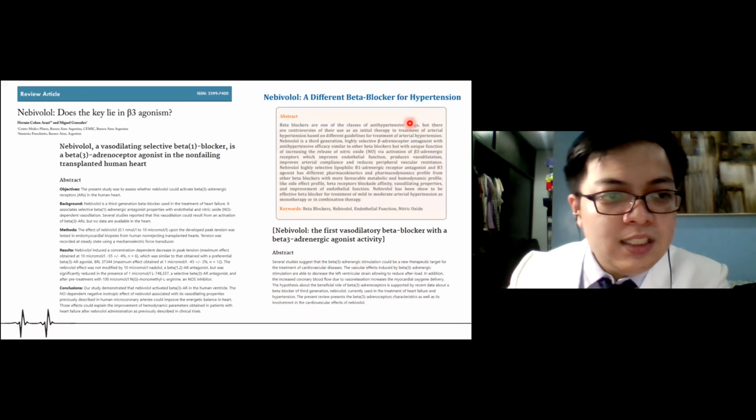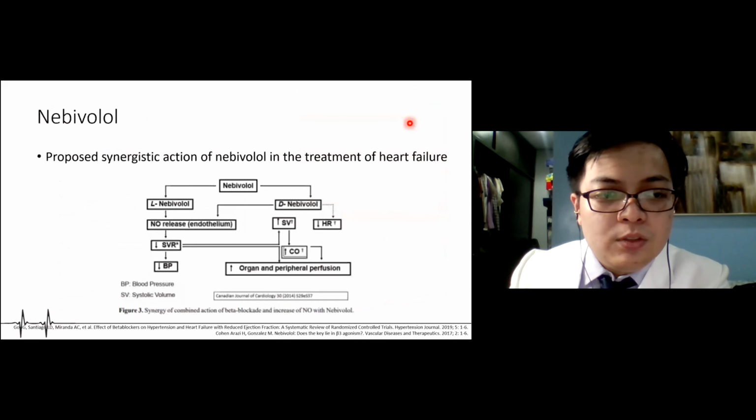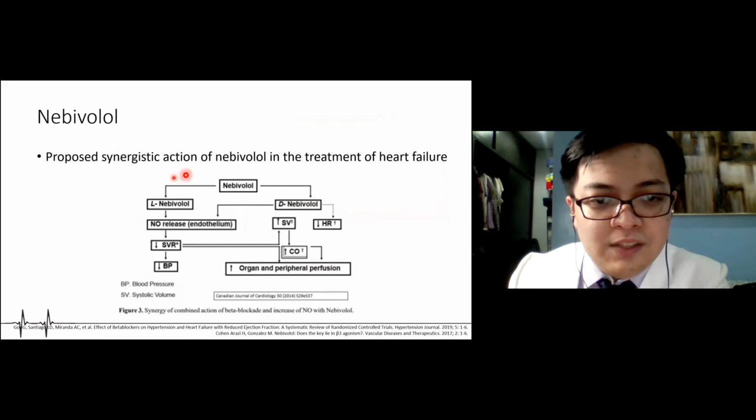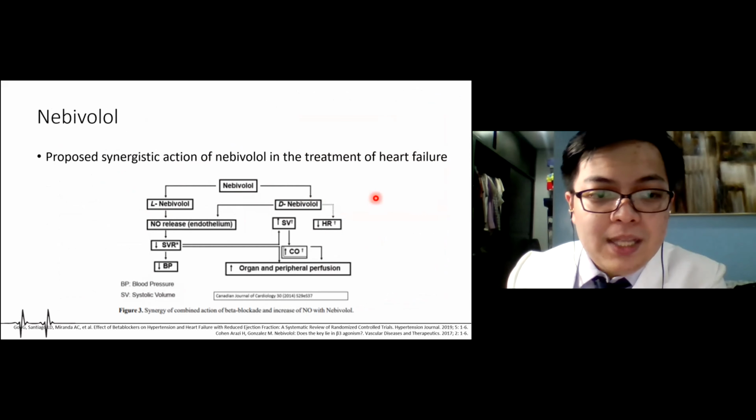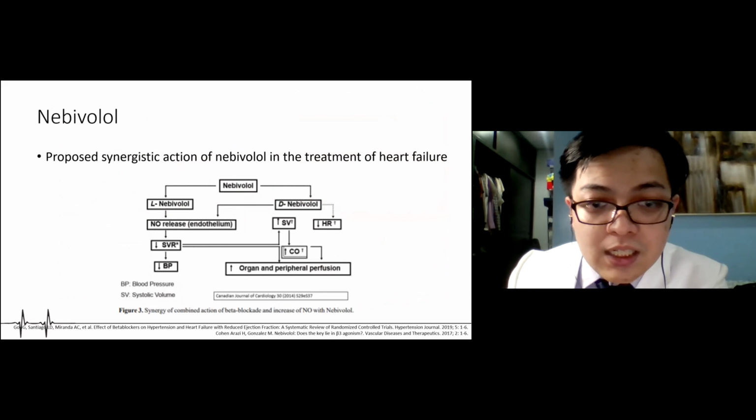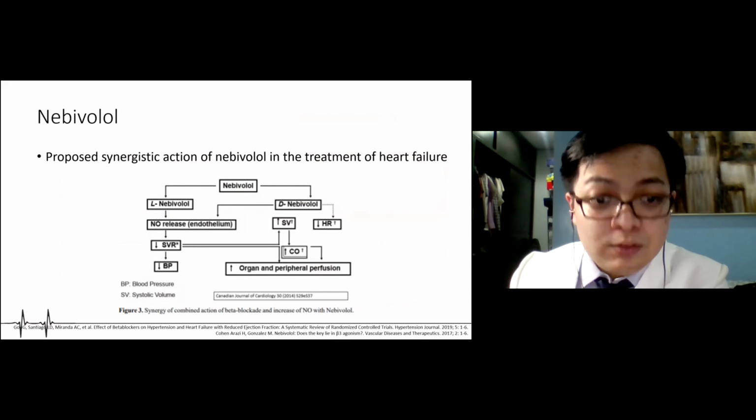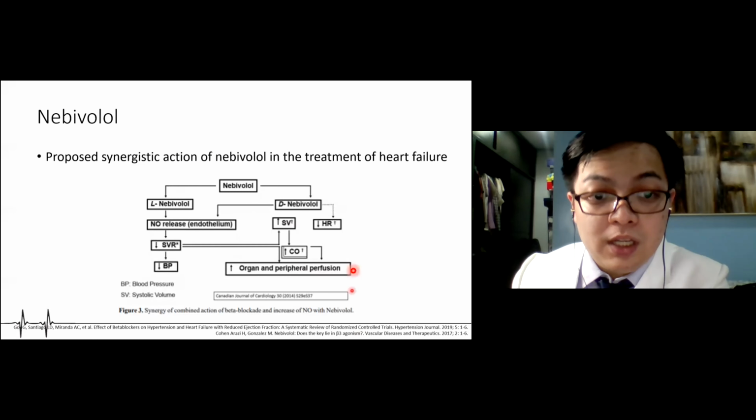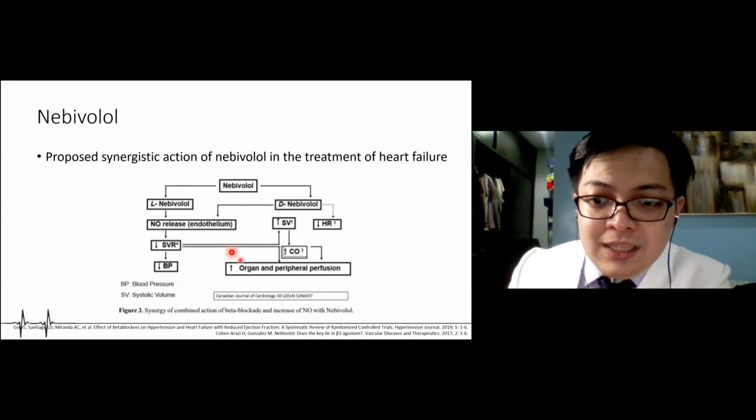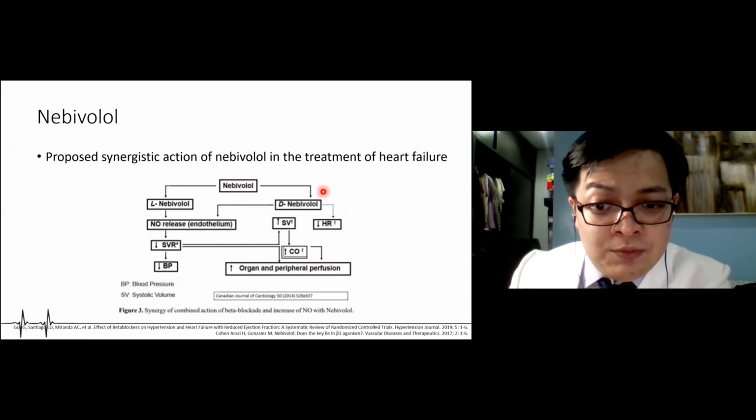So there are some studies that show beta 3 activity in nebivolol. What they propose is that there is a synergistic action of nebivolol in the treatment of heart failure. So they divide it into two, the L type and the D type of nebivolol, when you ingest it in your system. Number one, the highly selective beta 1 blockade reduces your heart rate at rest and on exertion, as well as your BP, without causing adverse effects related to beta 2 receptor blockade. It maintains the balance with the alpha receptors at the vascular level.